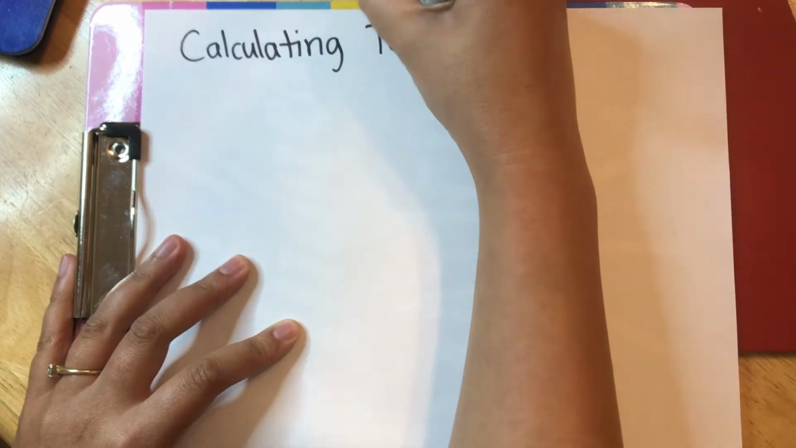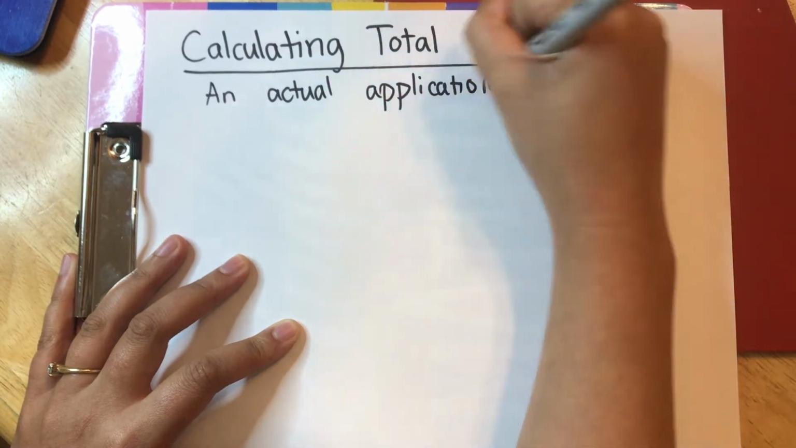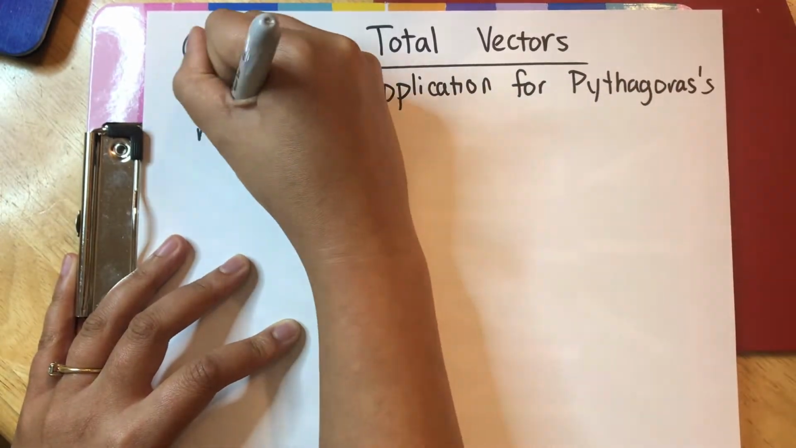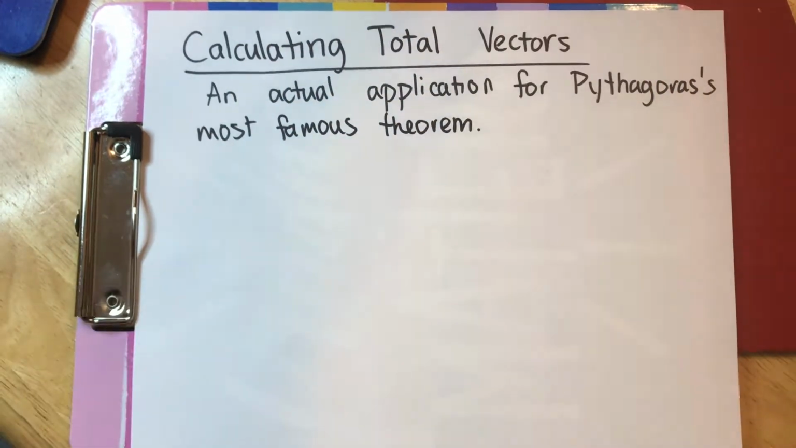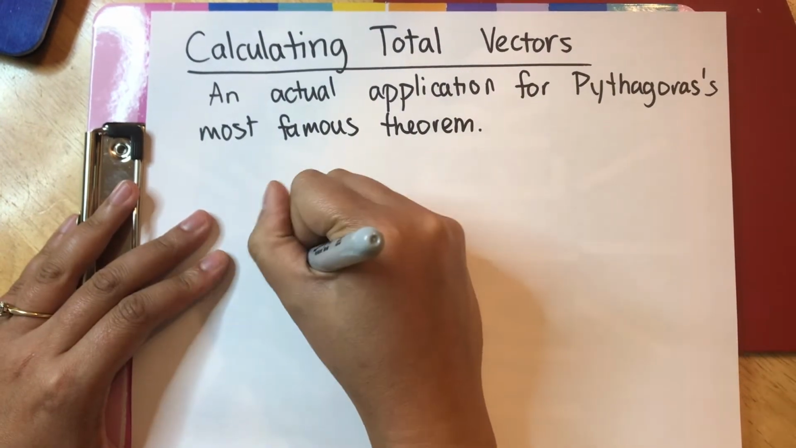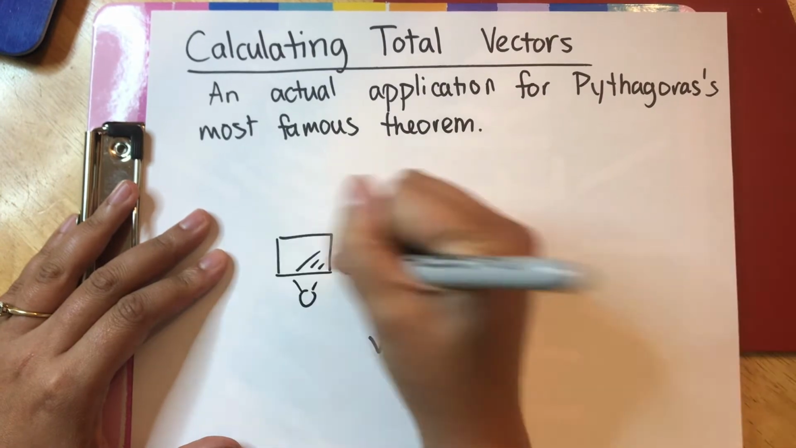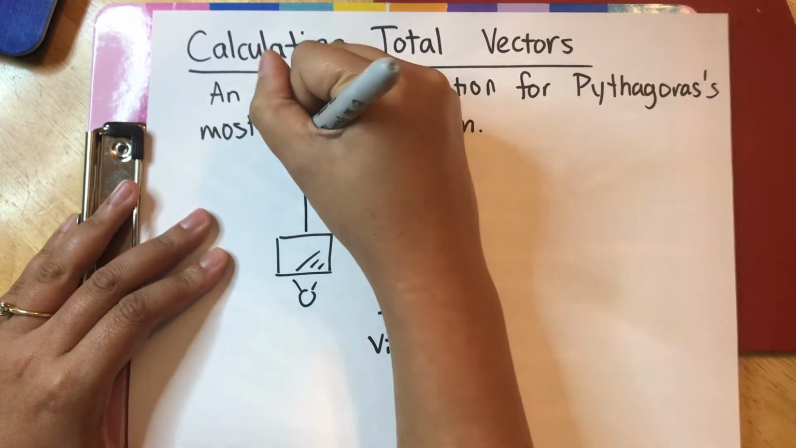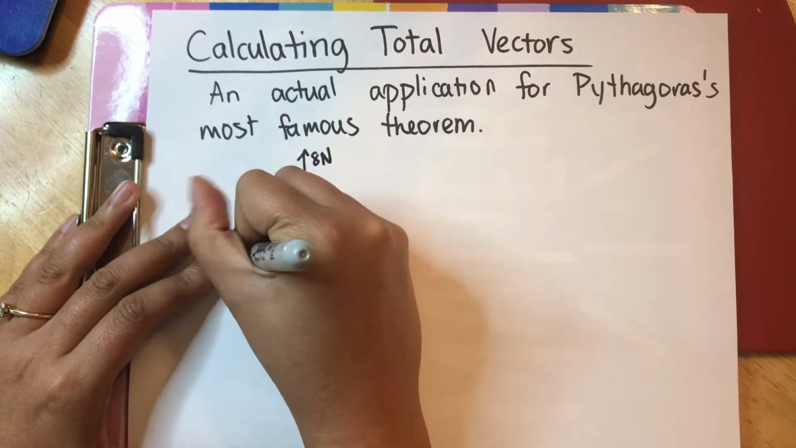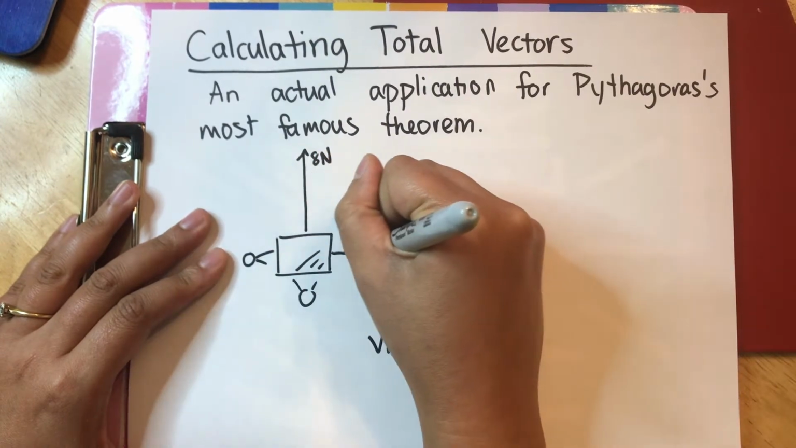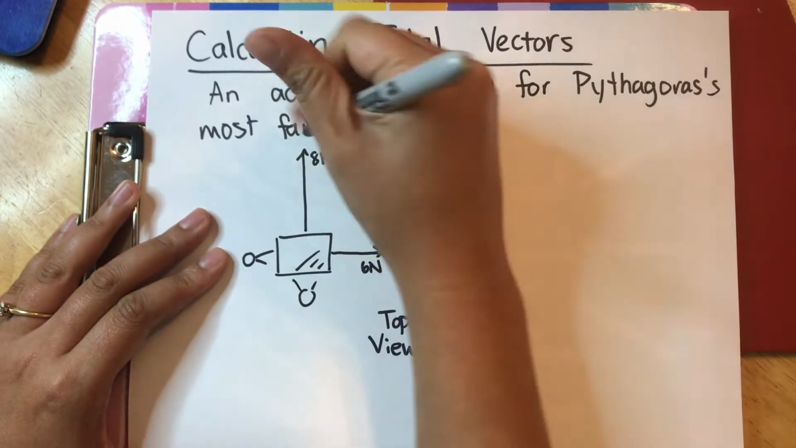Hi everyone, Mrs. Basega here, and today let's talk about calculating total vectors, or an actual application for Pythagoras' most famous theorem. So let's say I have a situation where you and your friend are moving, and this is the top view of you moving a refrigerator. You put an 8 Newton force forward, and your buddy puts a 6 Newton force to the right.